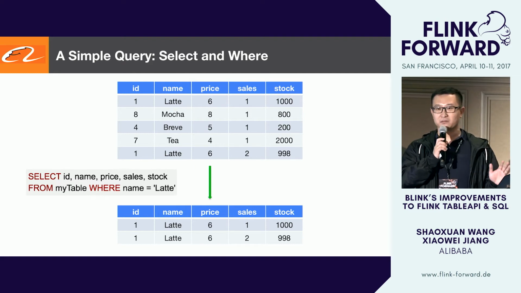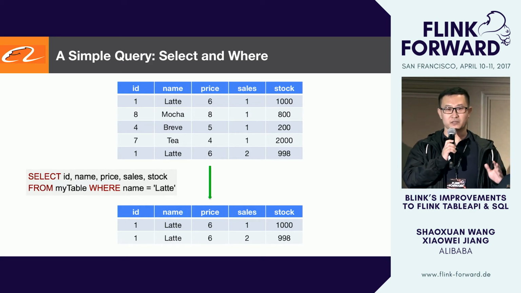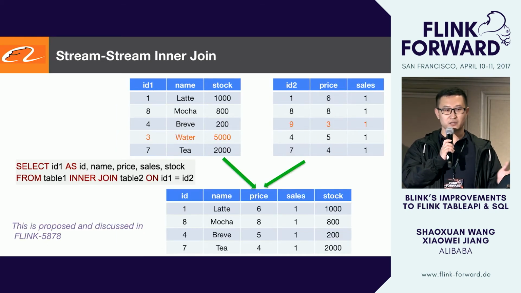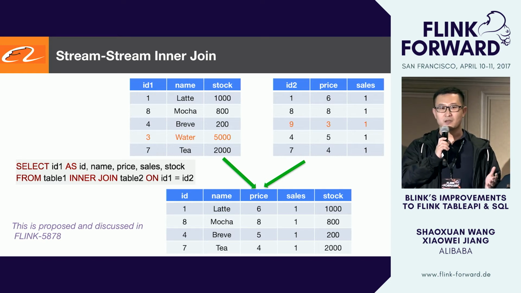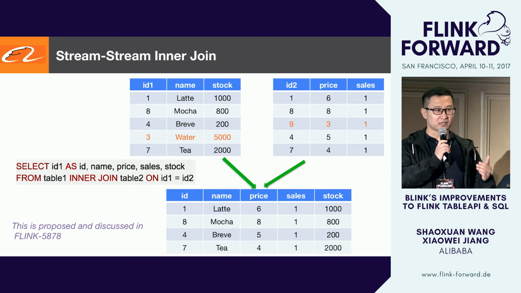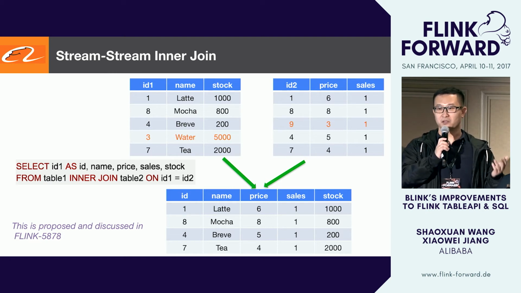But what if the data is in different tables? Let's say in this case, the name, stock, price, and sales are separated in 2 tables, one on the left table, one on the right table. If you still want those data, basically you need to do a table join. In streaming, it's a streaming join. If you apply a stream join, remember the streaming could be out of order.